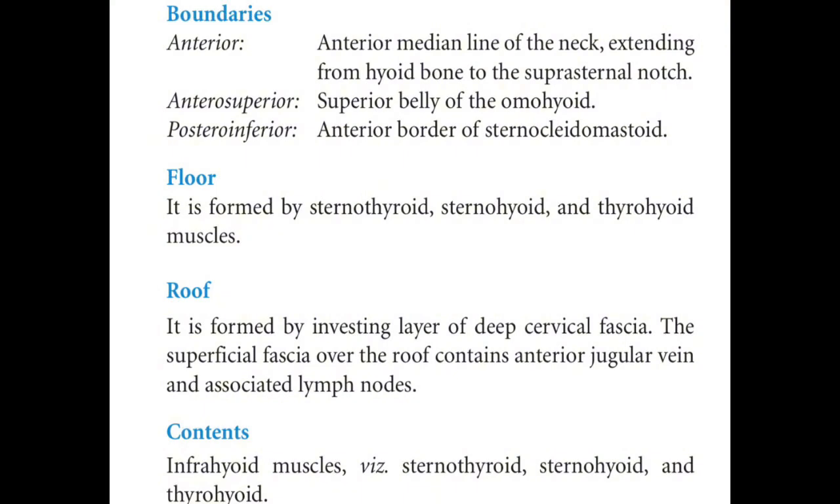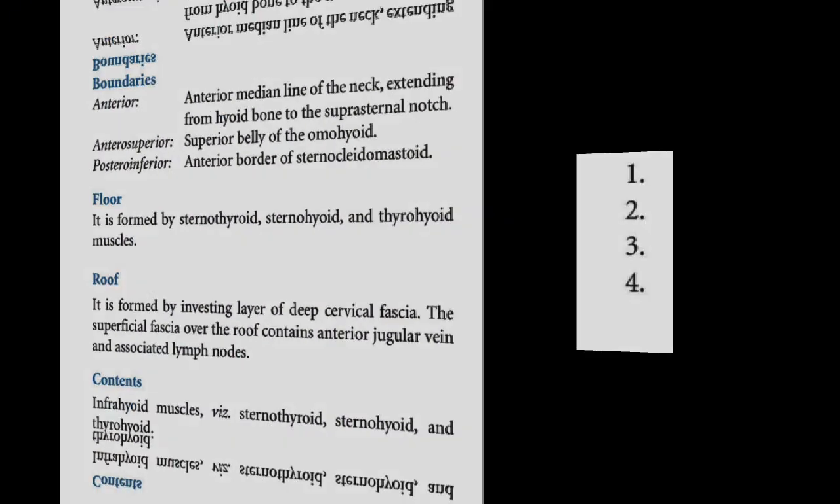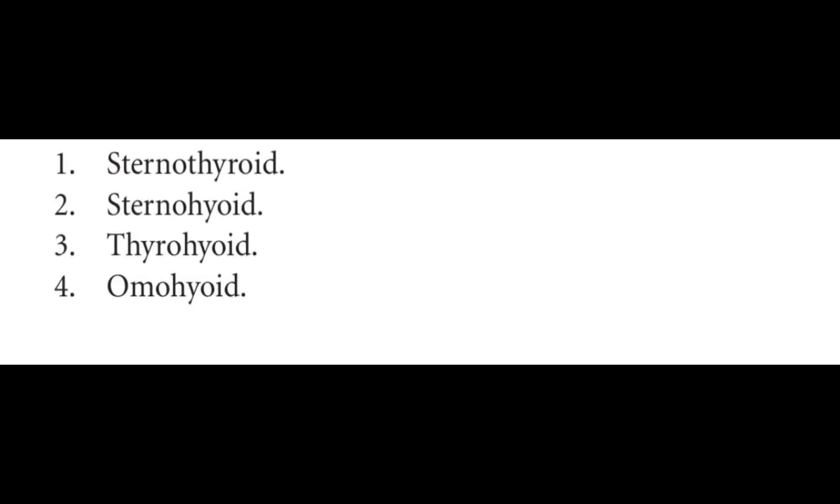So what is the floor here? The floor is the sternothyroid, the sternohyoid, and the thyrohyoid. So it's the infrahyoid muscles except the omohyoid. We have 4 infrahyoid muscles. What are the infrahyoid muscles? We call it TOSS, a mnemonic for short: thyrohyoid, omohyoid, sternohyoid, sternothyroid. These are the infrahyoid muscles. They form the floor except the omohyoid, which forms the anterior superior part.